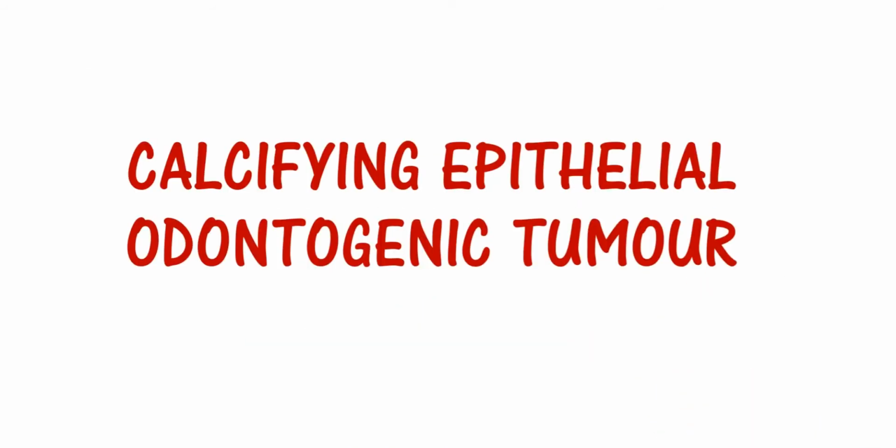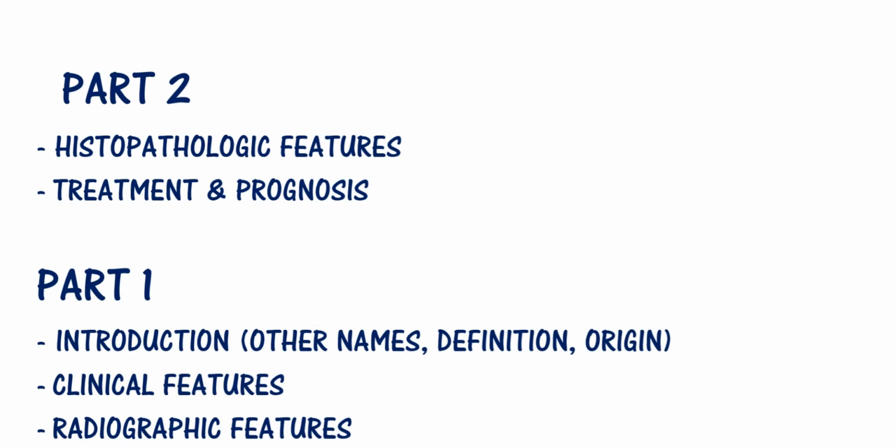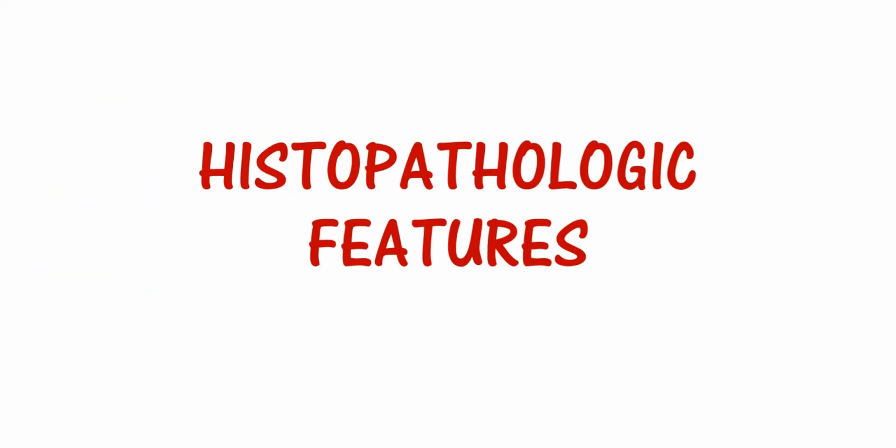Today I'll be talking about calcifying epithelial odontogenic tumor. This is part 2 of this topic, which will include the histopathologic features, treatment and prognosis. If you have missed, I have already uploaded part 1, which includes the definition, origin, clinical features and radiographic features. I'm mentioning the link for the same. So let's start with the histopathologic features of calcifying epithelial odontogenic tumor.